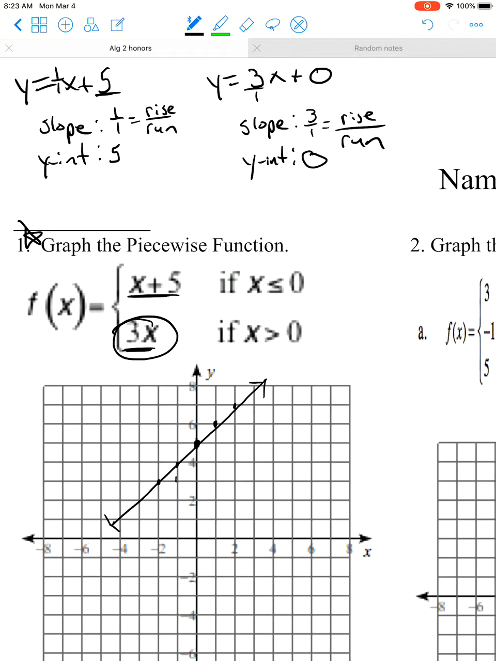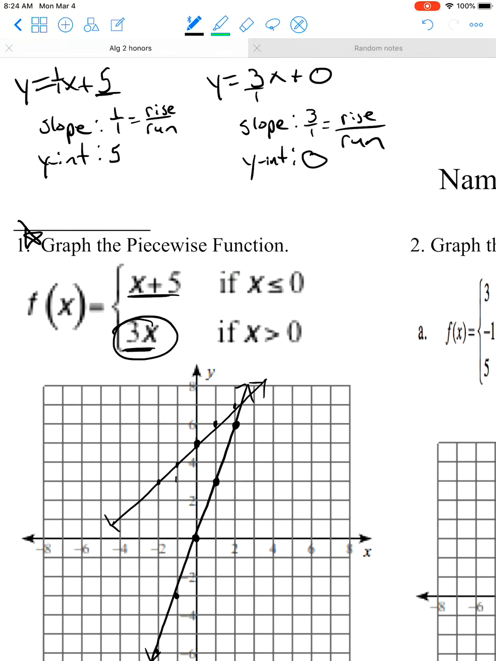All right. So again, now I start at my y-intercept. Here's 0. I rise 3, 1, 2, 3, run 1. I end up here. If I go down 3, 1, 2, 3, I go back 1, down 3, and back 1. So here is what this line looks like, okay? So I've graphed both pieces of my piecewise function.